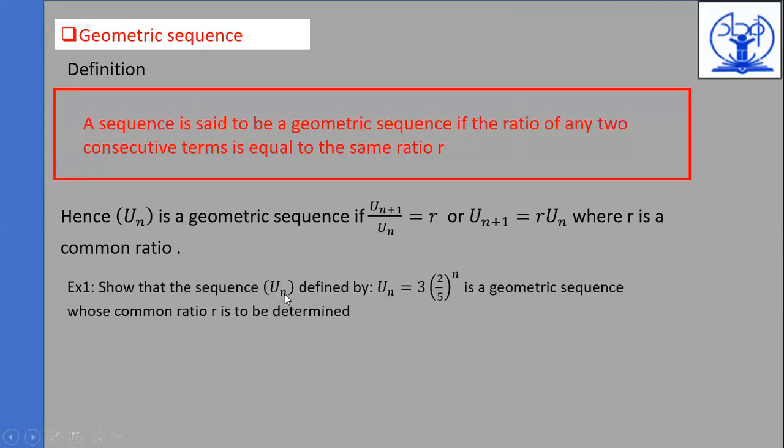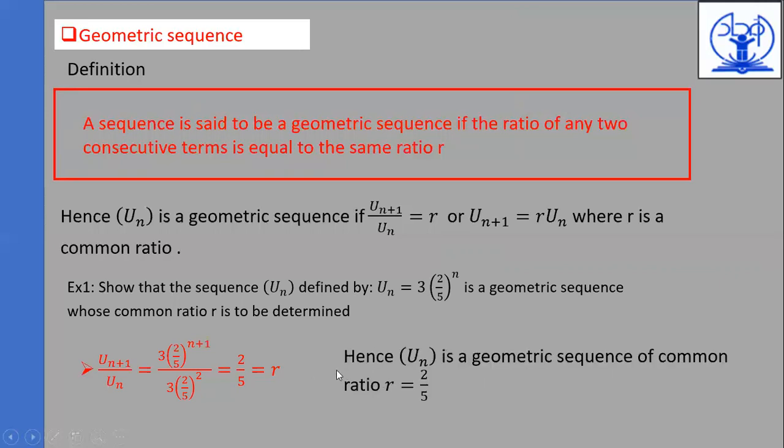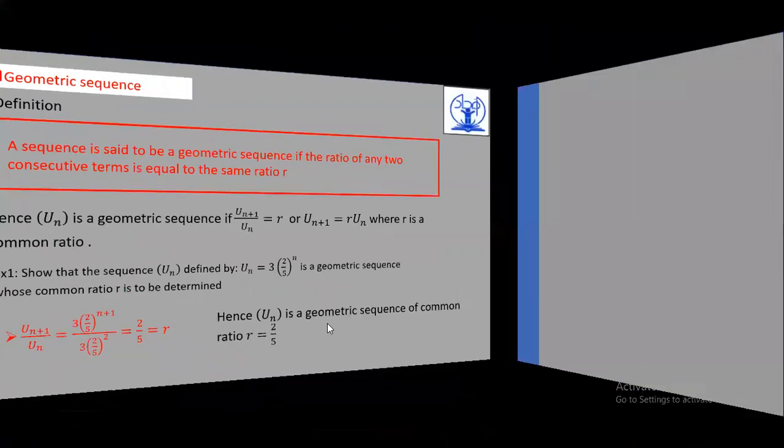Show that the sequence UN defined by UN equals 3 times 2 over 5 all to the n is a geometric sequence whose ratio is to be determined. So to prove that this sequence is geometric, it's enough to find the ratio UN plus 1 over UN. UN plus 1 means replacing n by n plus 1. Simplifying this, you will get 2 over 5, a value which is independent of n, and it represents the common ratio. Hence, UN is a geometric sequence with common ratio 2 over 5.